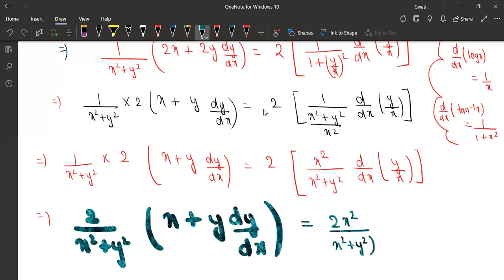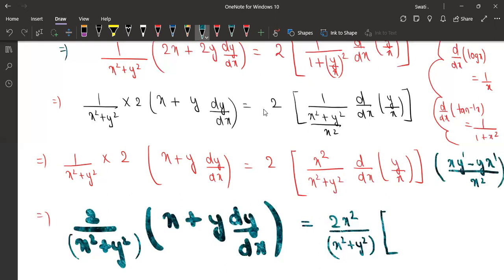Here also we have x square plus y square. And now I'll use the formula of the quotient rule. In the quotient rule, what is the formula? I'll write down here. We keep the denominator constant and we do the derivative of the numerator minus, we keep the numerator constant and do the derivative of the denominator, right? And then upon the denominator whole square, that is x square.